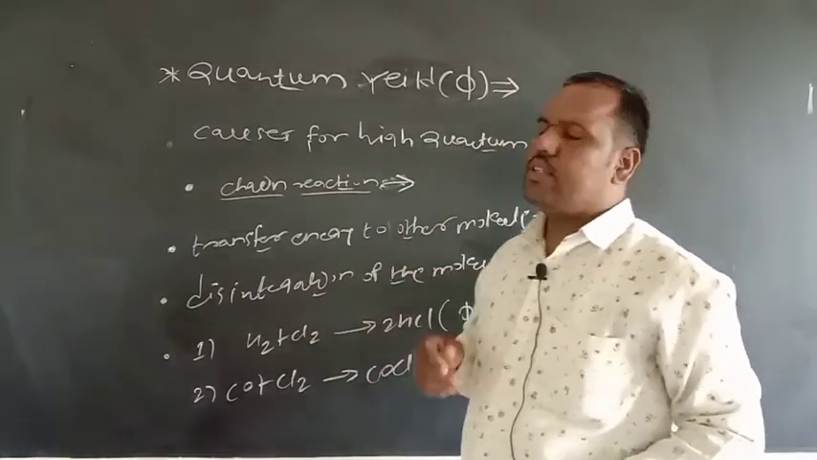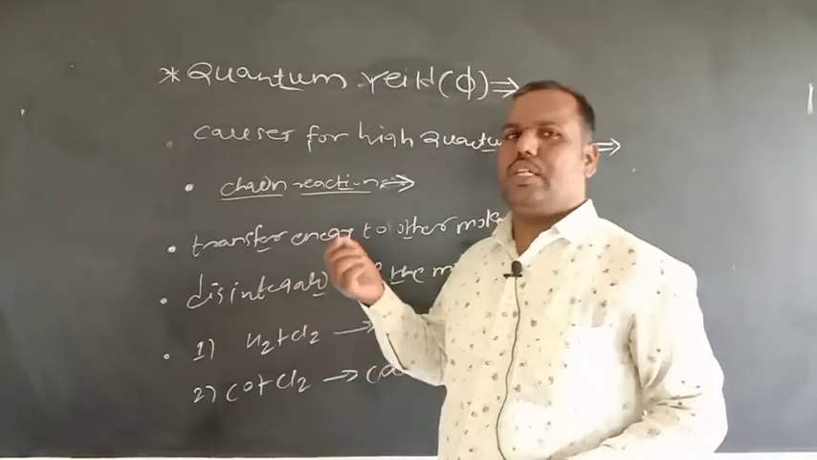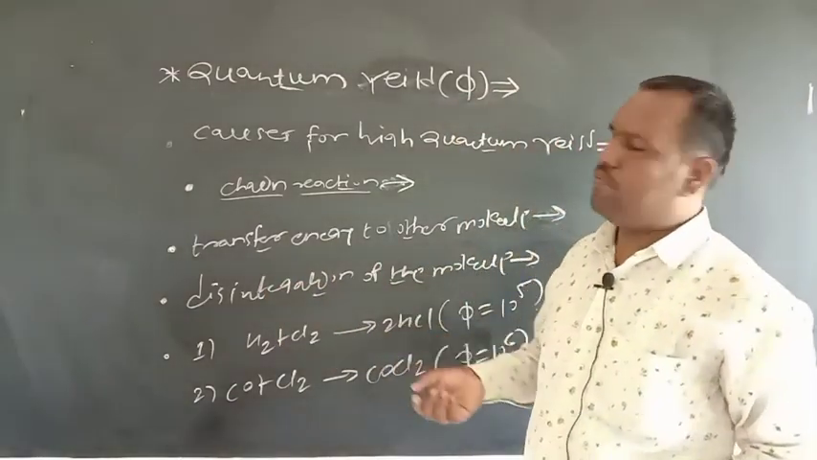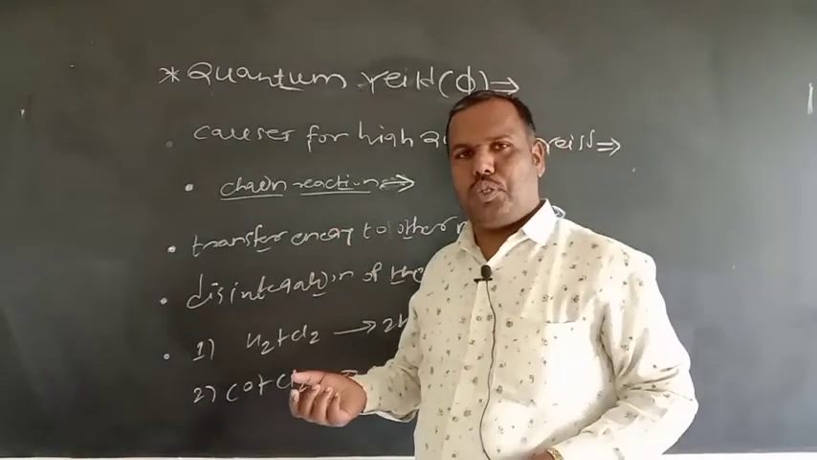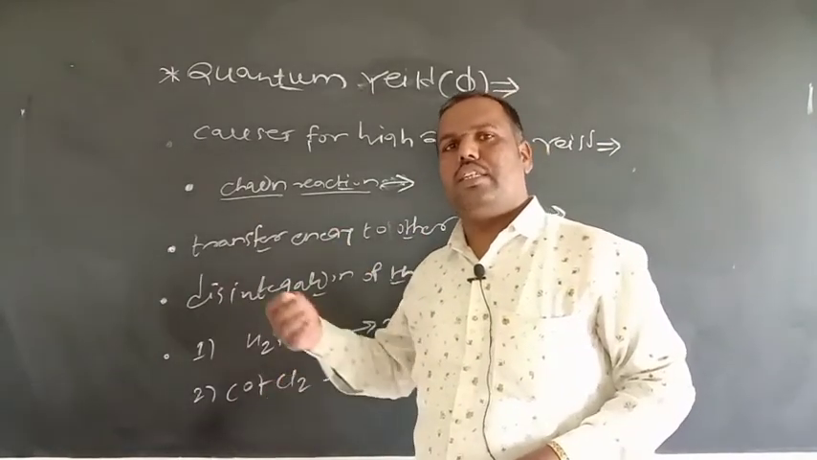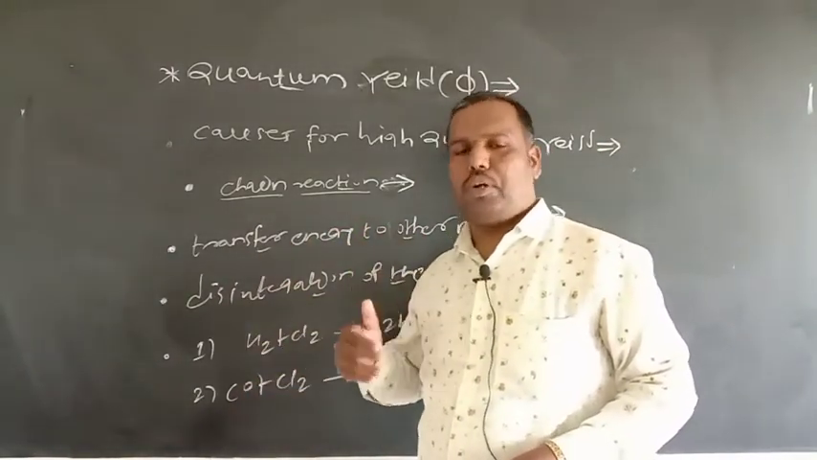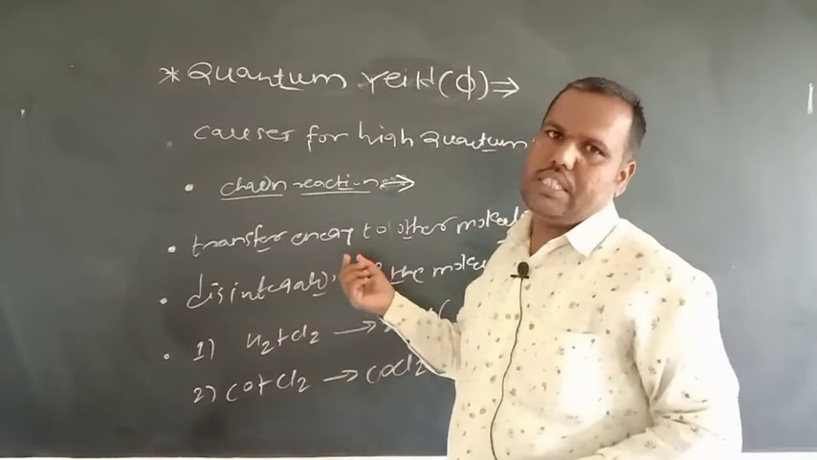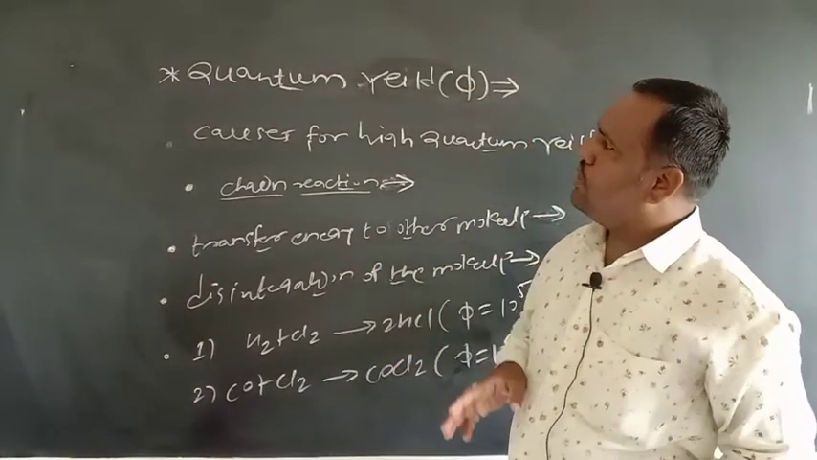So this is regarding the quantum yield. Quantum yield is the ratio of the number of product molecules formed divided by the number of quanta absorbed, or the number of moles of reactant reacted, or number of moles of product formed, to the number of Einstein absorbed. So this is all about the quantum yield.